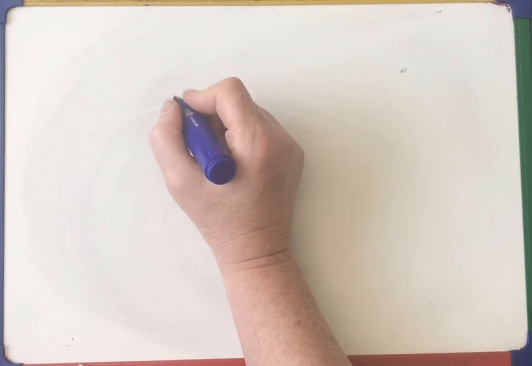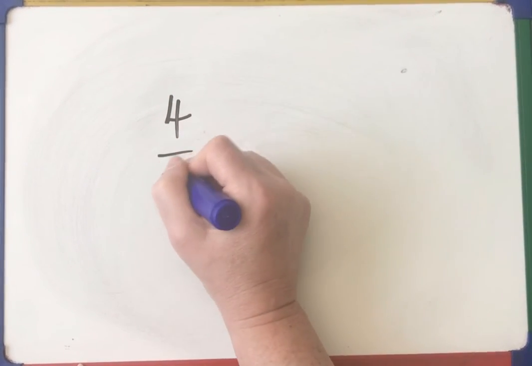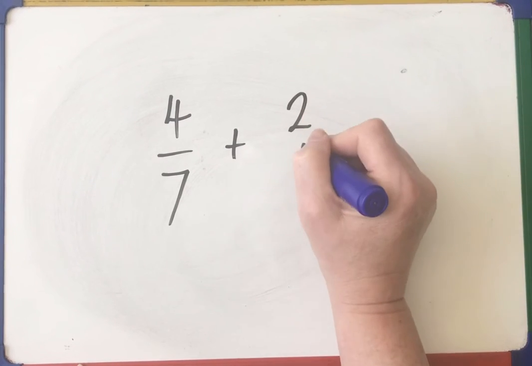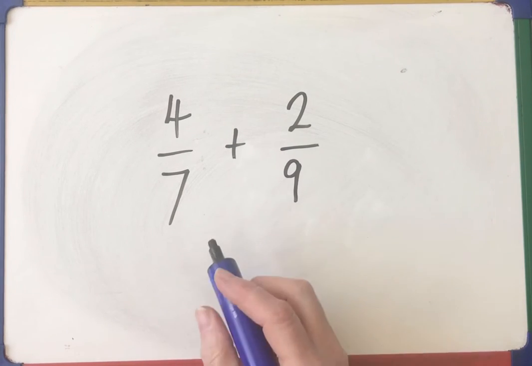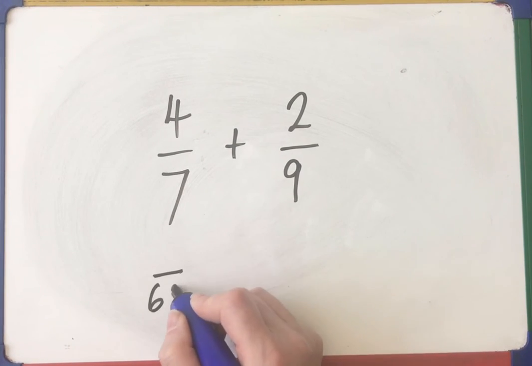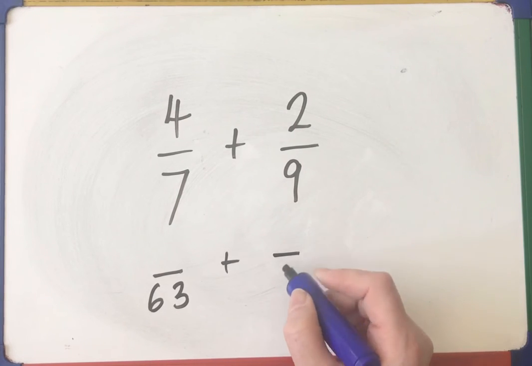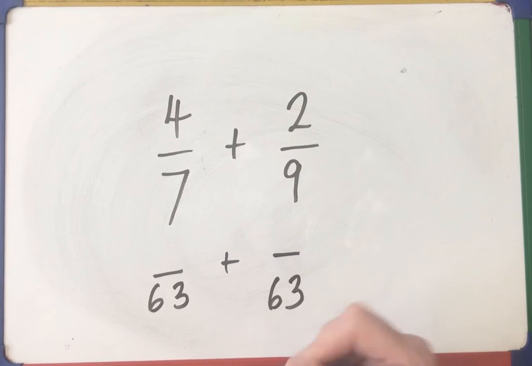One more example. If I had 4 7ths plus 2 9ths. Well, the lowest common multiple of 7 and 9 is 63. I'm going to write them underneath each other because then I won't get confused, which is particularly important when I do show you one more with the subtraction.